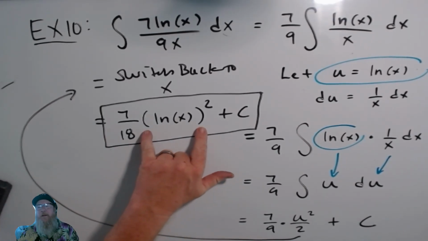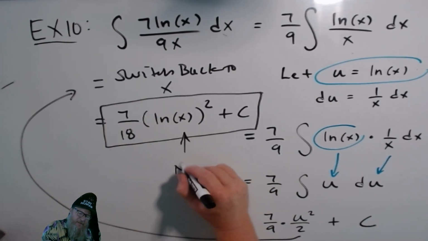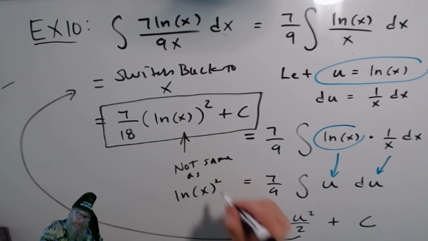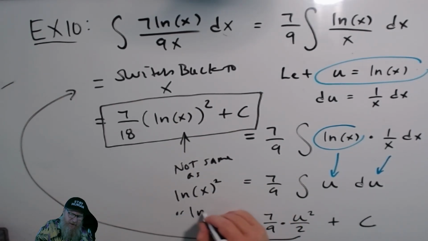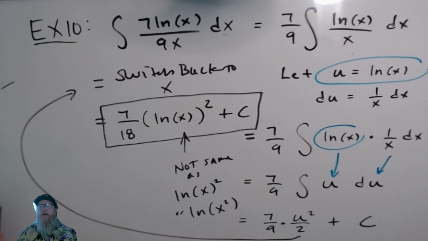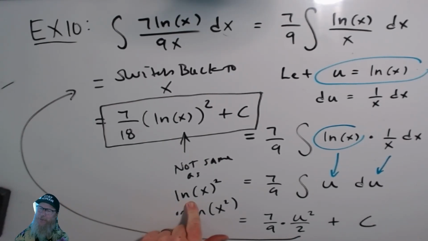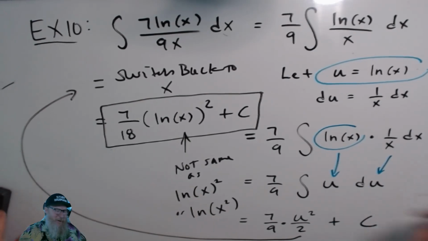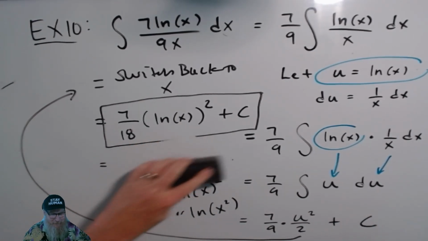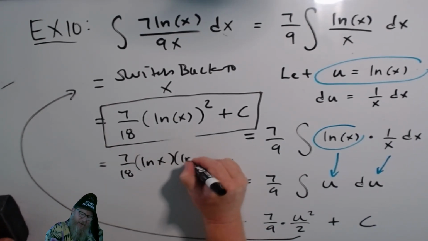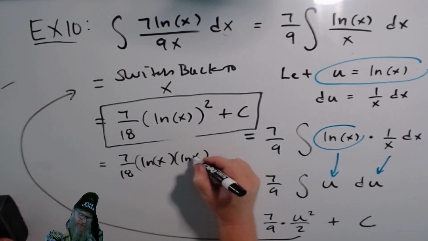You do need to double up on the parentheses. This is not the same as ln of x squared, or ln of x squared. It's ln of x, wait for it, squared. It's not the same as ln of x squared. That's weird. Another way to write it would be, I don't know why you would, but literally write ln of x twice.